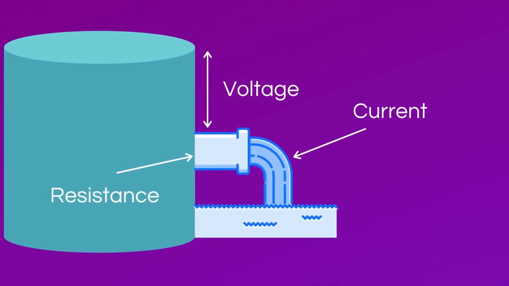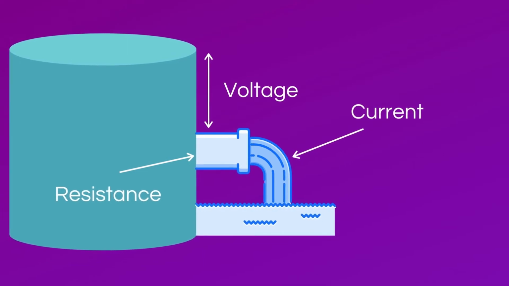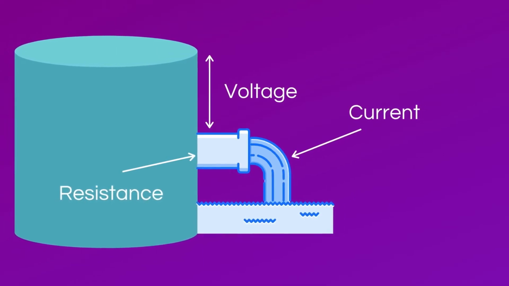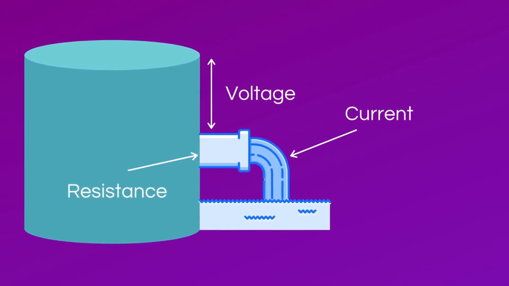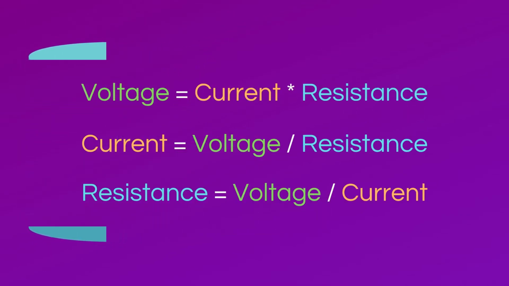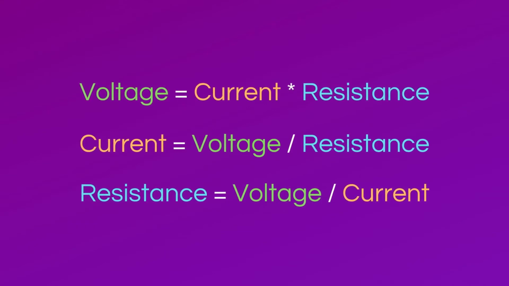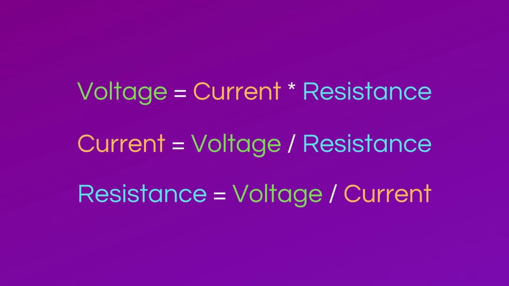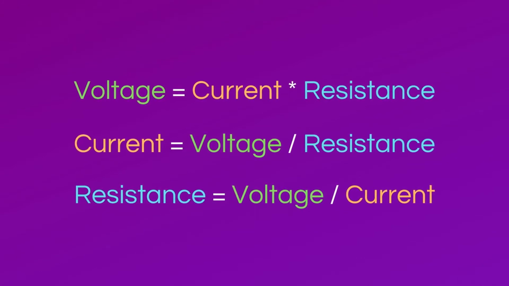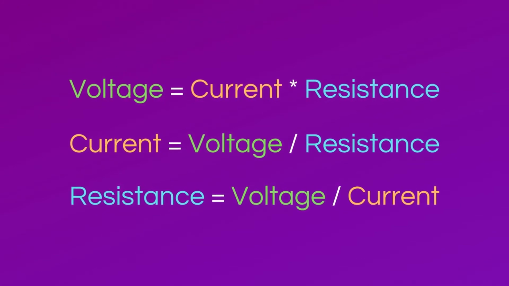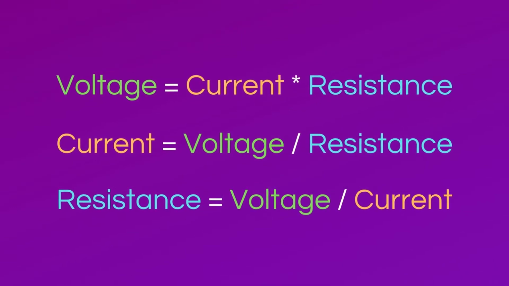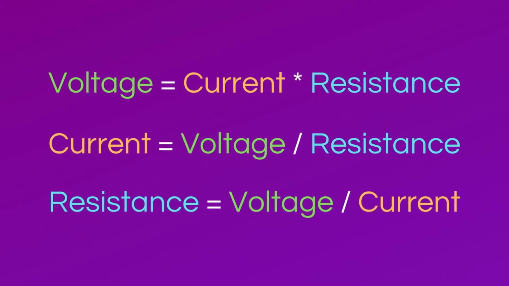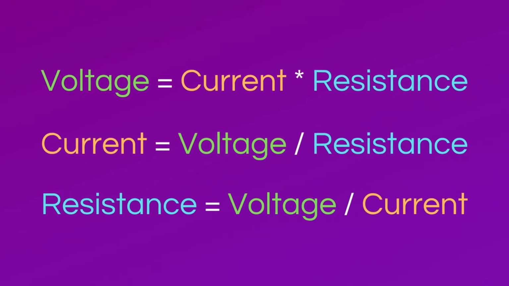Now that we have briefly discussed what current, voltage, and resistance are, let's talk about the exact relationships between them as described by Ohm's law. Ohm's law states that voltage equals current times resistance, current equals voltage divided by resistance, and resistance equals voltage divided by current. This can seem like a lot to remember, but Ohm's law becomes simpler with the following diagram.